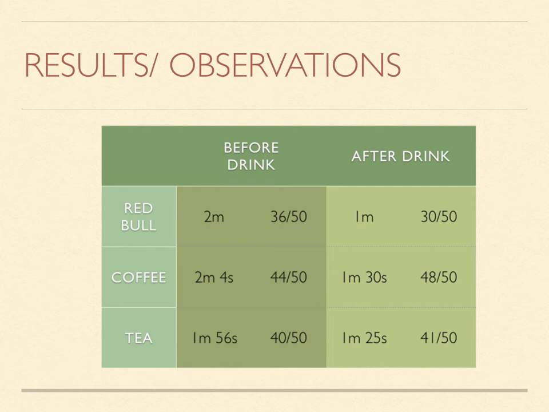So before they drank, the person who drank Red Bull later did the test in 2 minutes and got 36 out of 50. The person who was later going to drink coffee did it a little bit slower, but was also a bit more accurate. The person who drank tea later was actually the fastest and reasonably accurate.